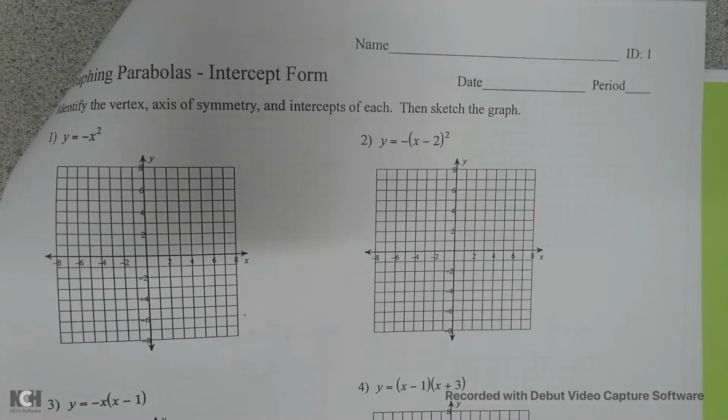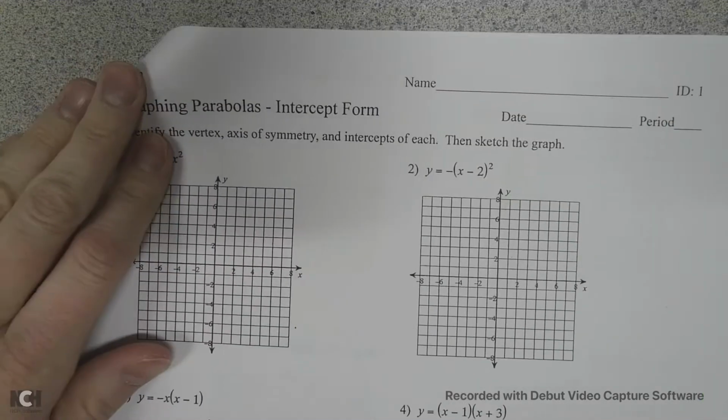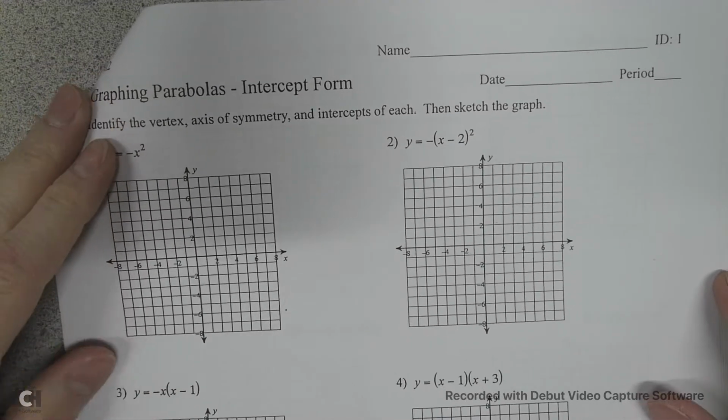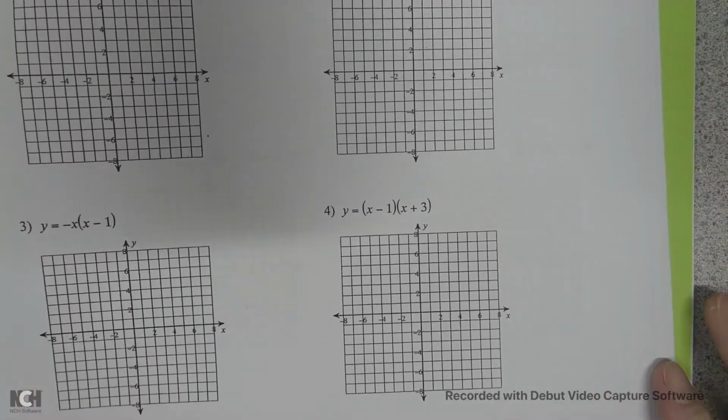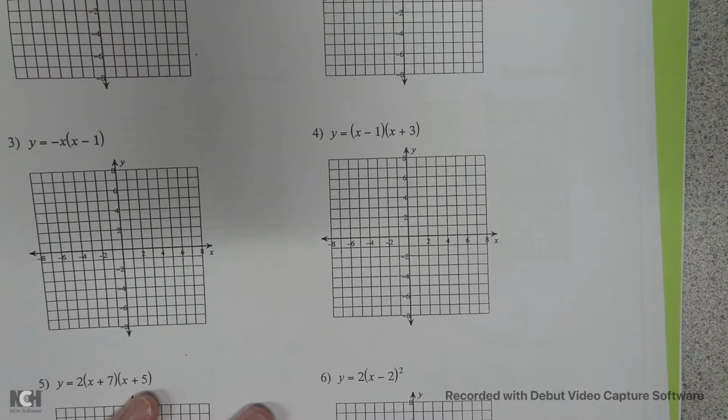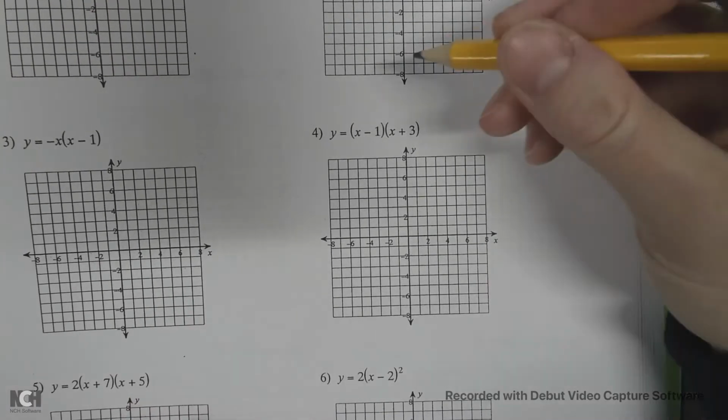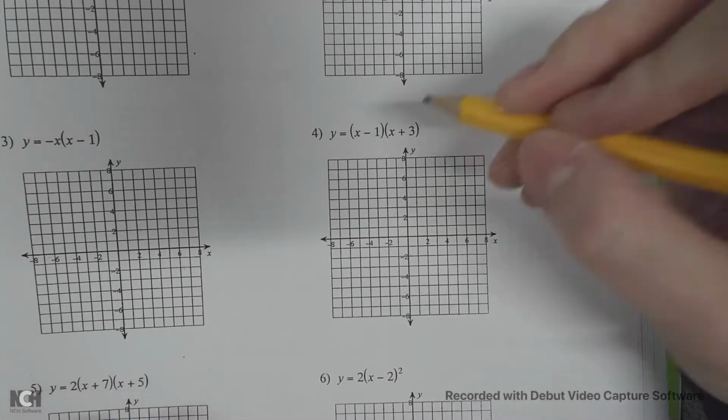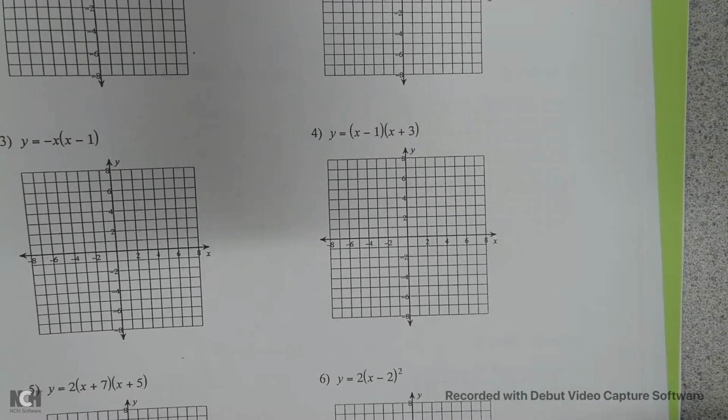Alright guys, so today we're going to be graphing parabolas that are in intercept form. And we're going to start with one like number 4 because this is a typical problem. Okay, so basically right here we have the factored answers.